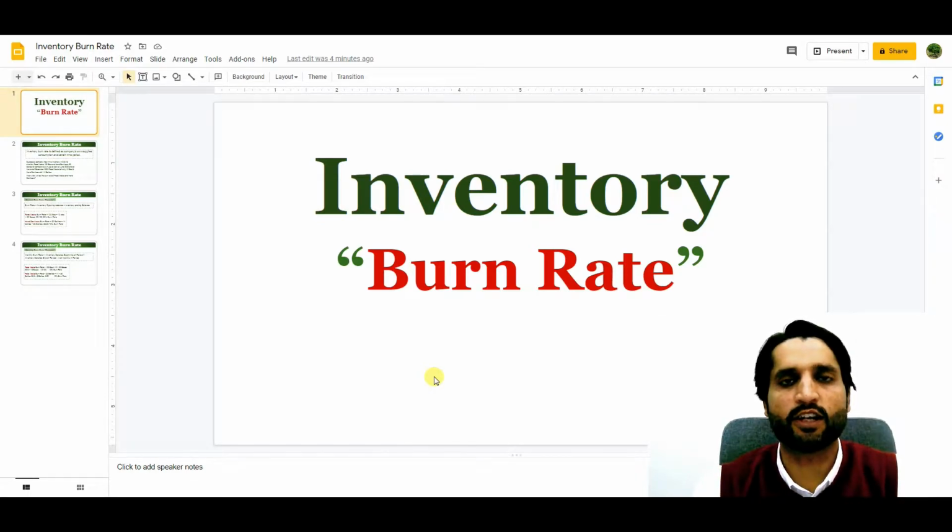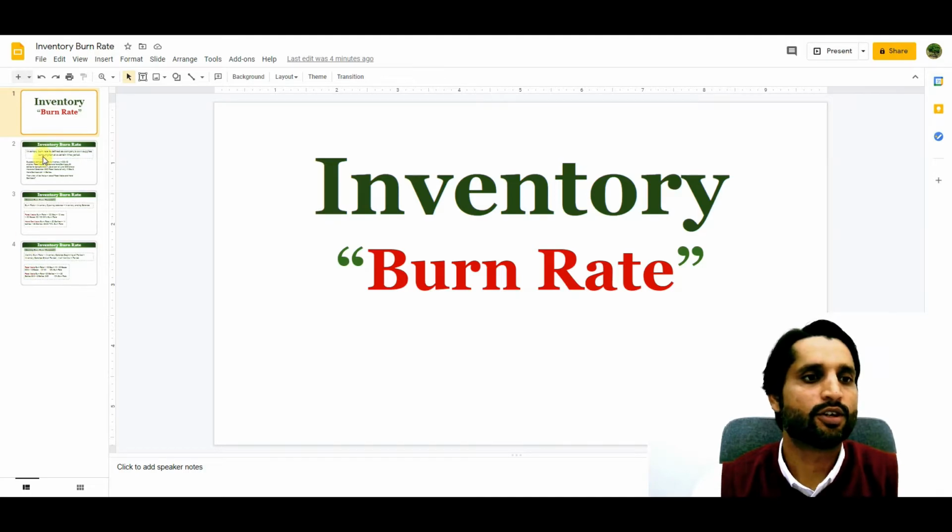In today's video, we are going to learn about inventory burn rate. We will see the definition of inventory burn rate, and I will share with you the methods that how we can calculate inventory burn rate. At the end, I will share with you a real life example, so you will understand inventory burn rate easily. So let's start.